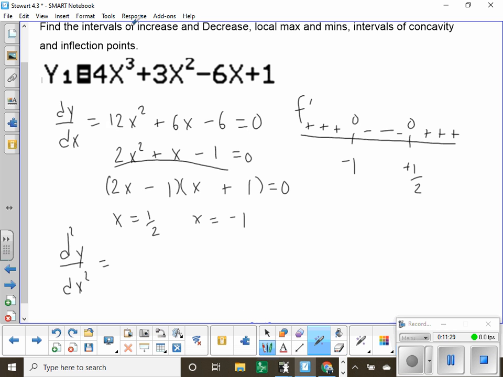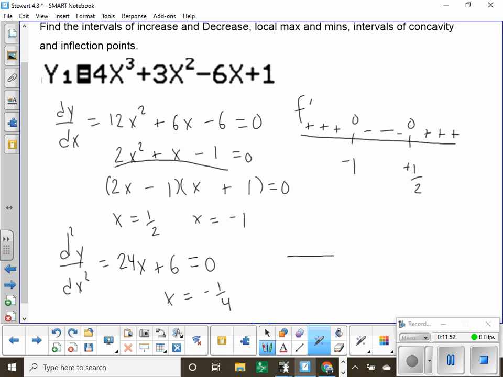Back to here. Okay, so the second derivative would be 24x plus 6 equals 0. So take the second derivative, set it equal to 0. Subtract the 6, divide by 24. x is equal to -1/4, because it would be -6/24.